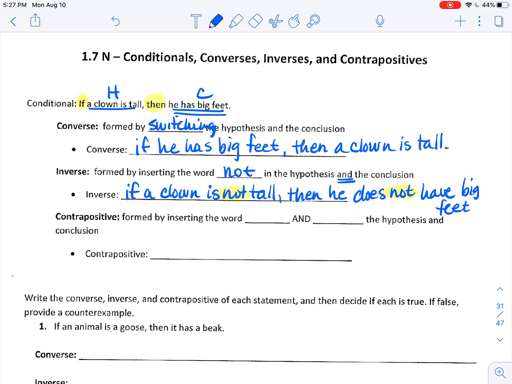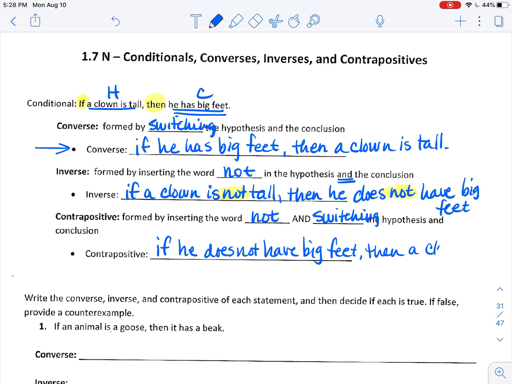Now the contrapositive is formed by inserting the word not and switching the hypothesis and conclusion. So I usually start with the converse and then I negate it. I'm going to start with this sentence and I just will negate both parts. If he does not have big feet, then a clown is not tall.